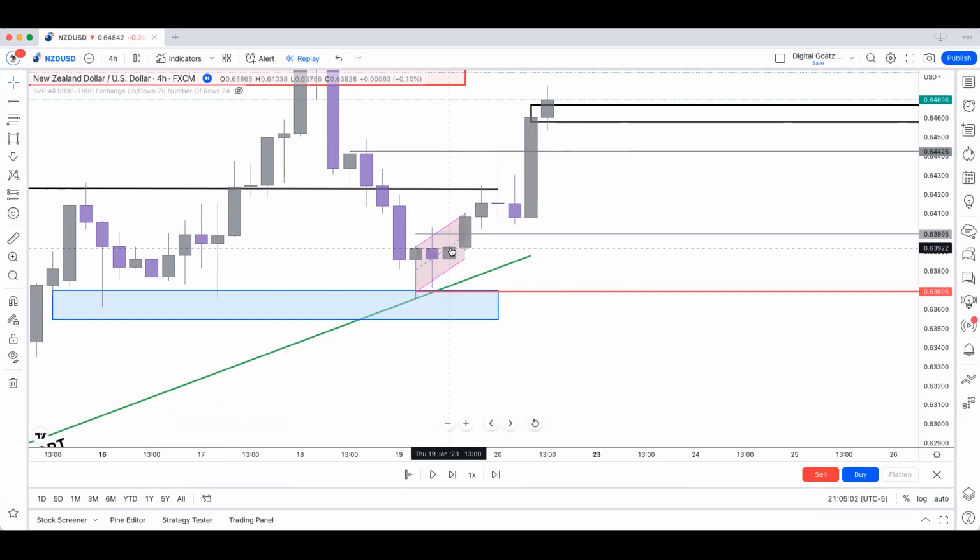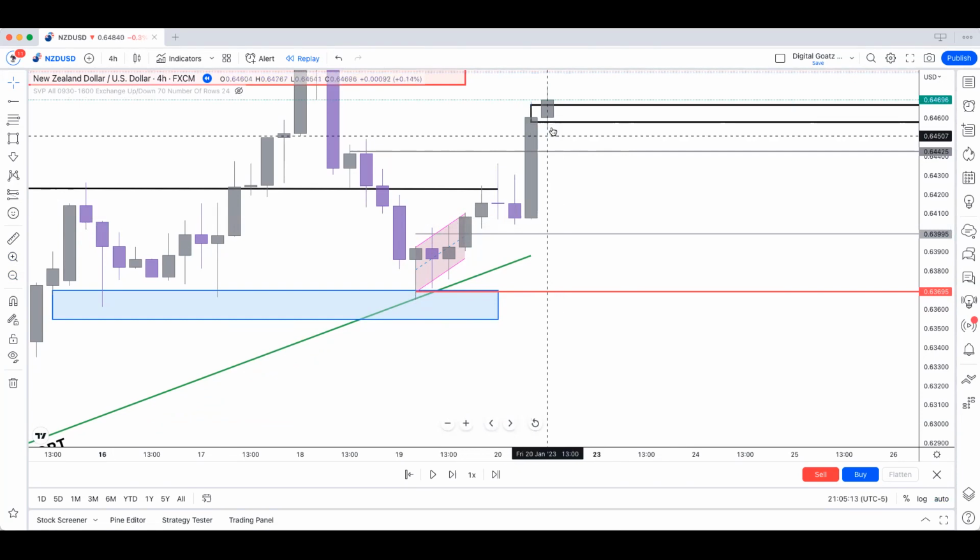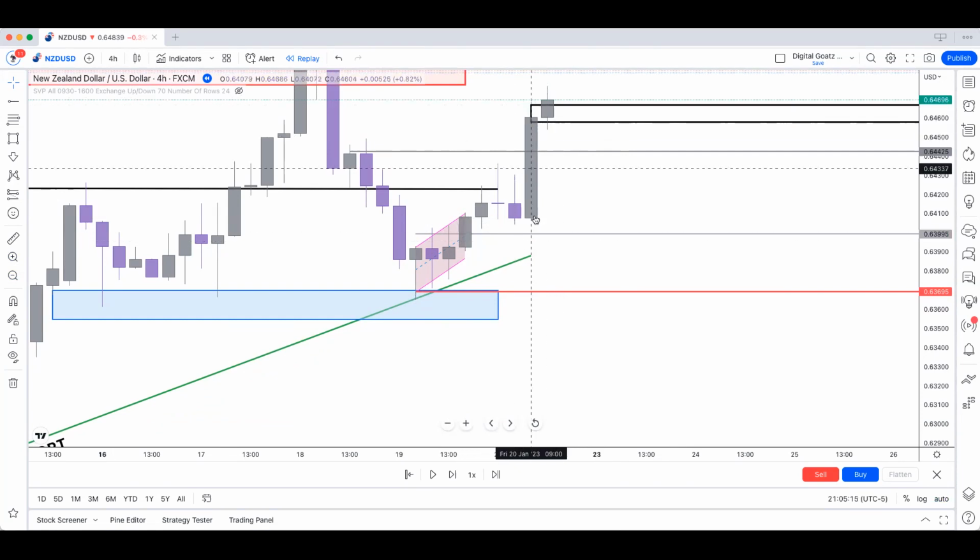So, based off of tracking this, guys, I was able to find an entry. Well, I had already entered. I just knew it was going to retest within the zone, or I felt comfortable with the retest within the zone to take the market up.